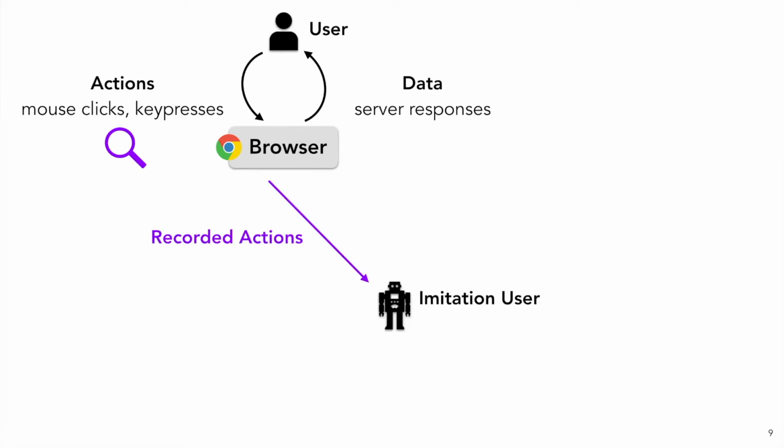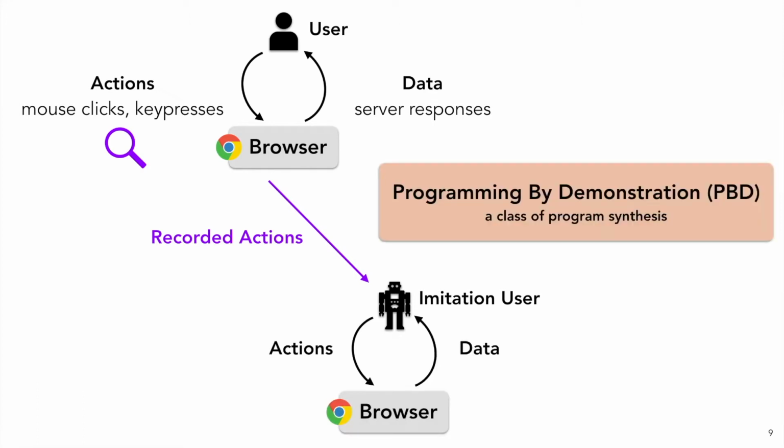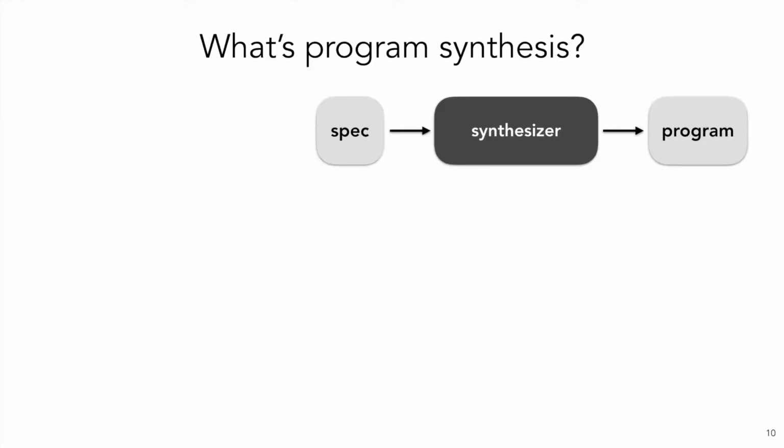Let's pop those recorded actions into an imitation user, and then let's actually use that to automate this task. And that's the core idea behind programming by demonstration, which is a particular class of program synthesis. So now we'll back up for a moment and talk about what program synthesis is.